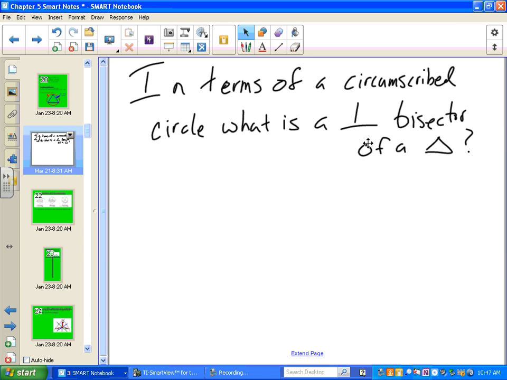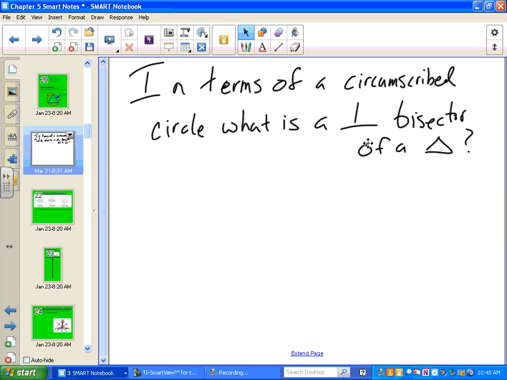Okay, so I set you guys up with questions to help you come to this realization. Let's go back to those questions. Where does a circumcenter fall in terms of a circumscribed circle? The center. So, the circumcenter is in the center of a circumscribed circle. Now, what type of line does a circumcenter fall on? A perpendicular bisector.